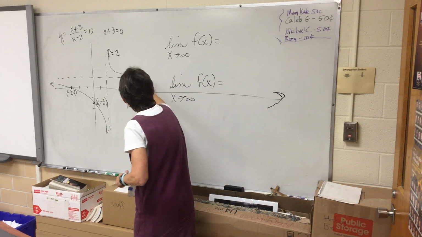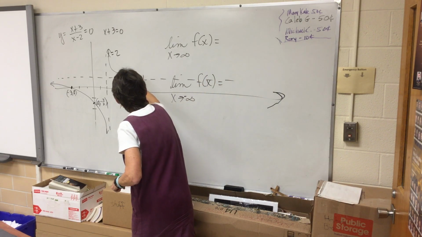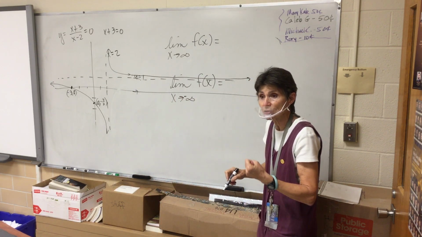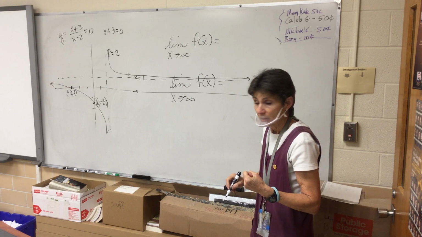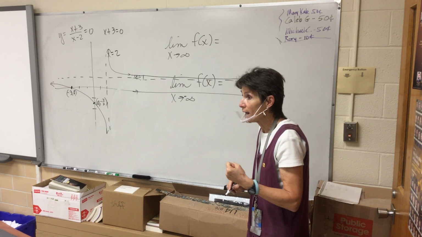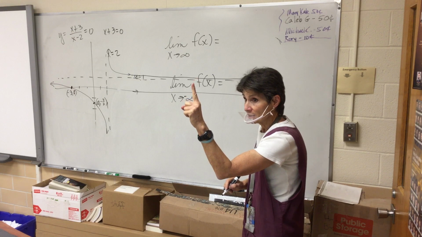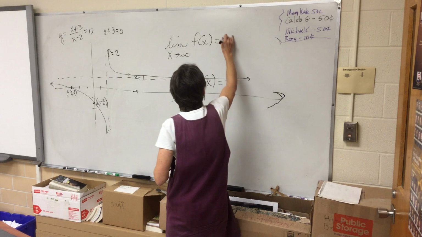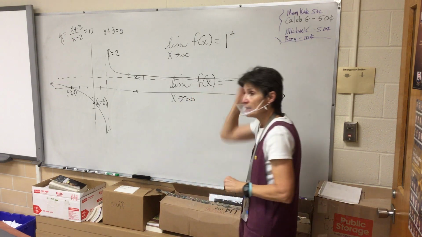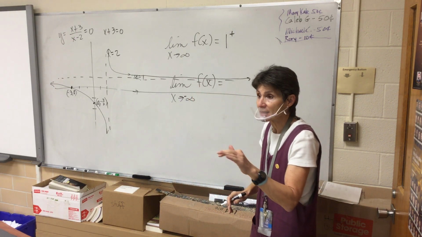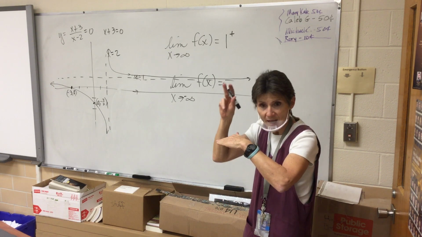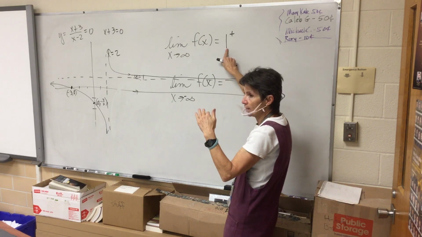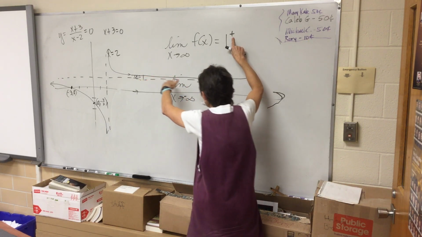Well, tell me, what is happening to this curve as I go all the way out here? What are those points doing? Getting closer to what? Y equals 1. Isn't it getting closer to y equals 1? So we say 1 and put a little plus sign there, because that little plus sign tells me that I'm coming at 1 from the top. It doesn't mean positive 1. This is positive 1. This means I'm approaching it from the top.